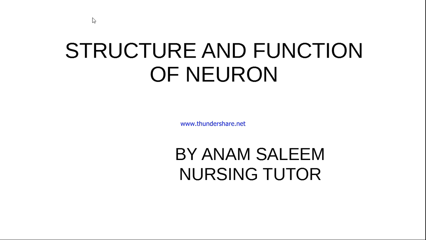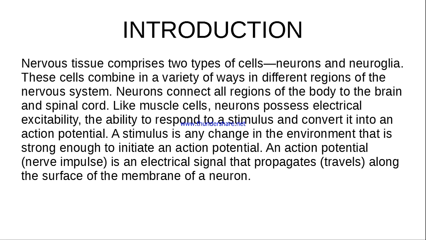Today we are going to study about structure and function of neurons. Introduction. Nervous tissue comprises two types of cells, neurons and neuroglia. These cells combine in a variety of ways in different regions of the nervous system. Neurons connect all regions of the body to the brain and spinal cord.